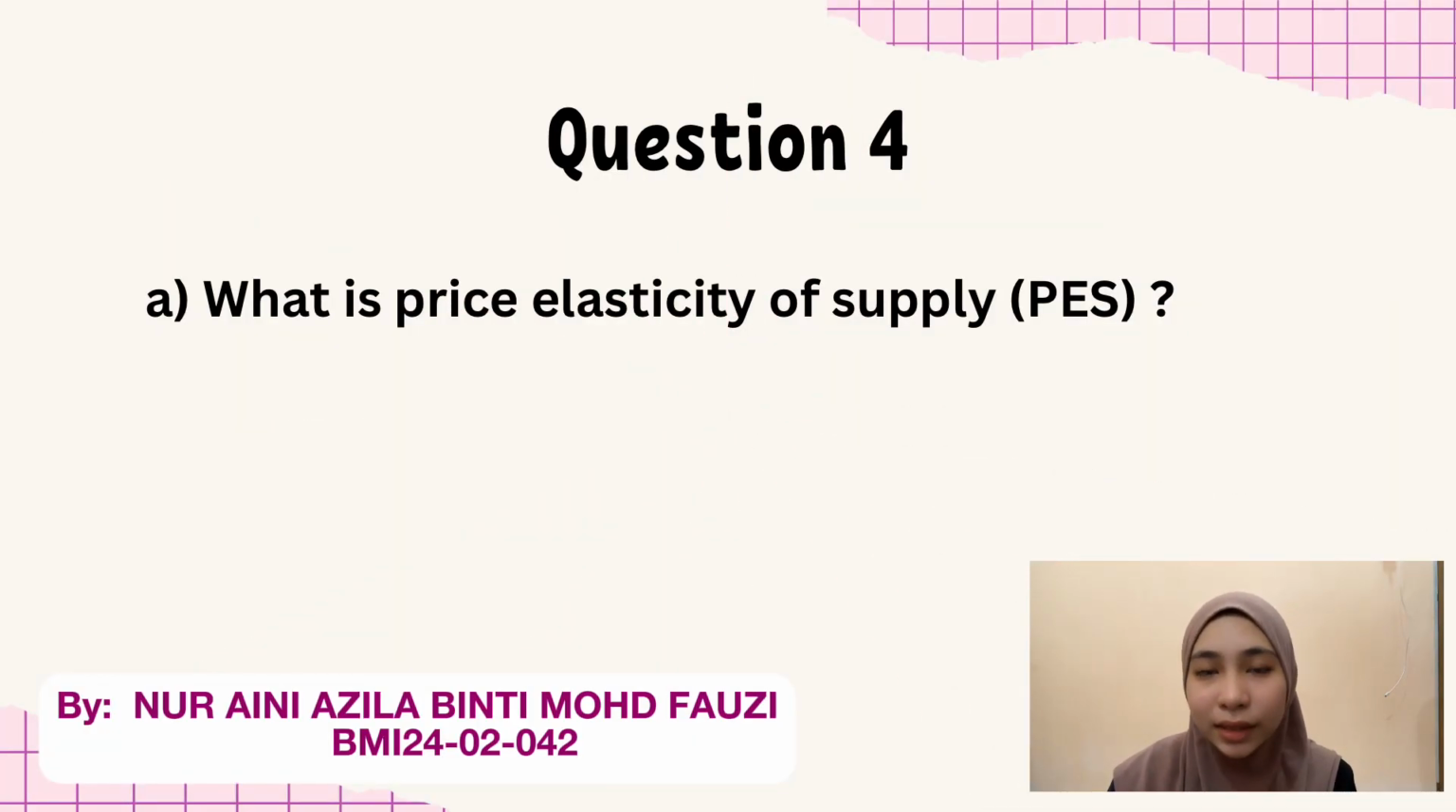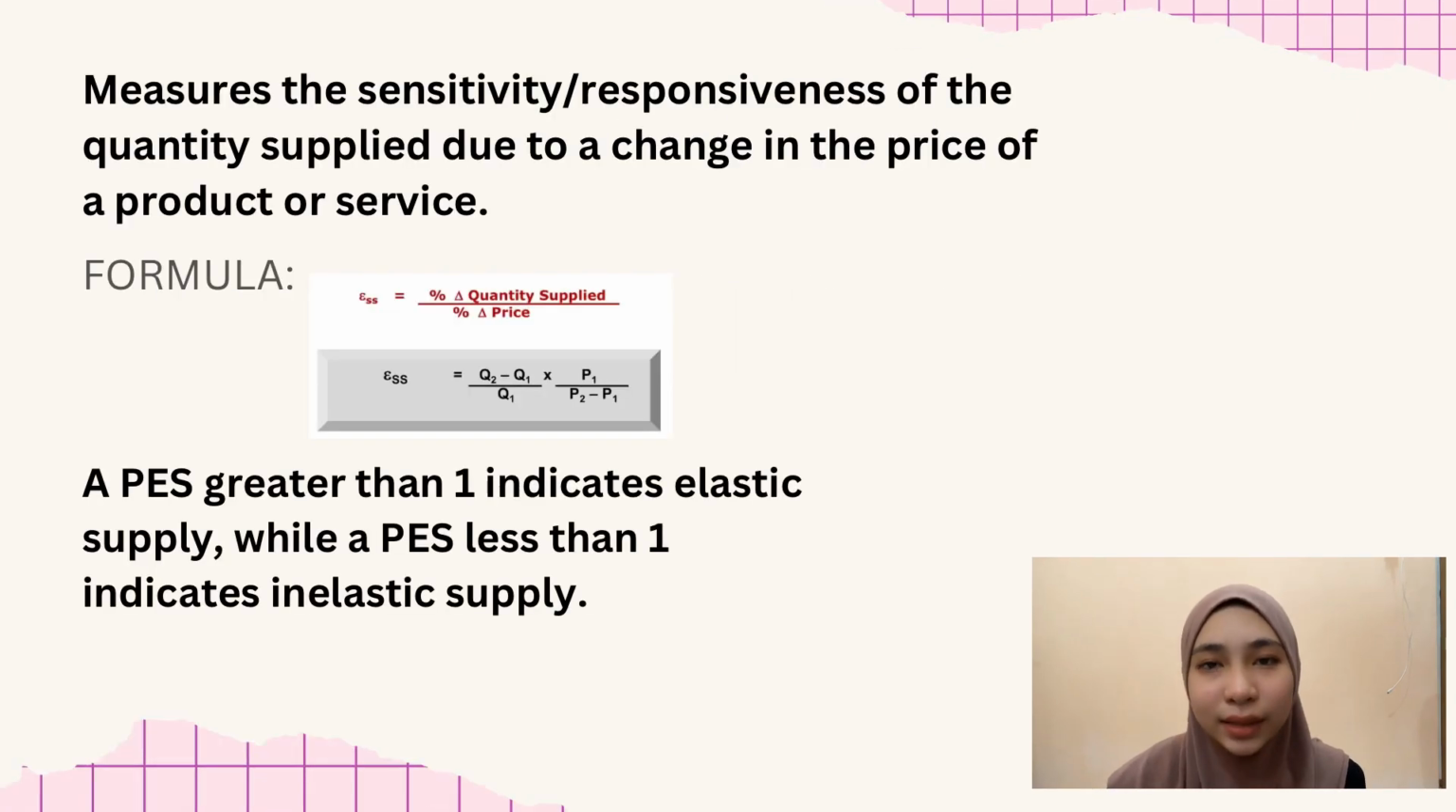I'll be answering question 4. What is price elasticity of supply? Price elasticity of supply, or PES, measures the responsiveness of the quantity supplied of a good to a change in its price. It is calculated using the formula of the percentage change in quantity supplied over the percentage change in price. A PES greater than 1 indicates an elastic supply, while a PES less than 1 indicates an inelastic supply.